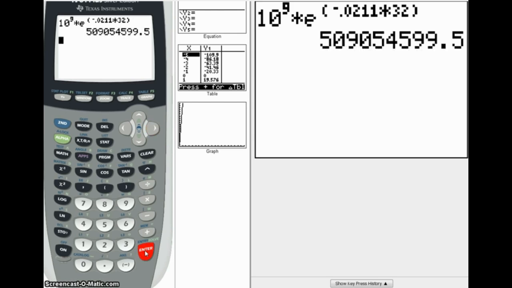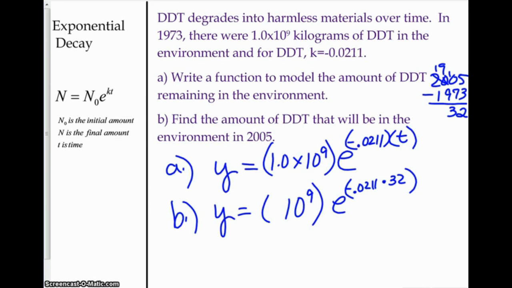So for an answer here, I got 509054599. I'm going to call it about 5.1 times 10 to the 8th power. Since I was given a number in this form, I'm going to say it was about 5.1 times 10 to the 8th power. So I kind of rounded my answer there. I could write it all out if I wanted to, but it's a long answer to memorize.